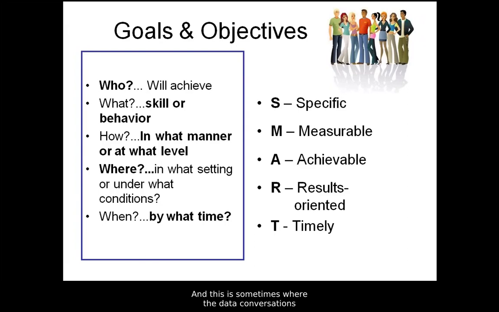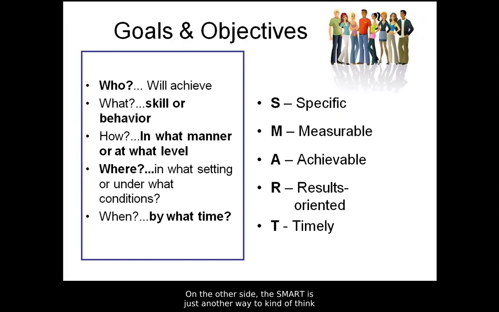And this is sometimes where the data conversations around monitoring progress need to be very clear. Are we talking with peers or with adults? Are we talking in a structured or unstructured setting? Are we talking with prompts or not prompts? Are we talking with a visual cue or not? It's really important when we talk about monitoring progress that we know what that looks like, what these goals and objectives look like, and by what time period, typically within a year.